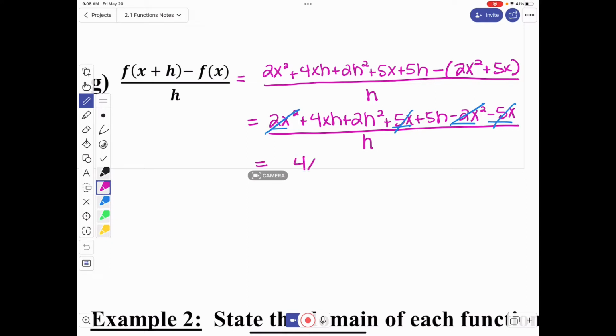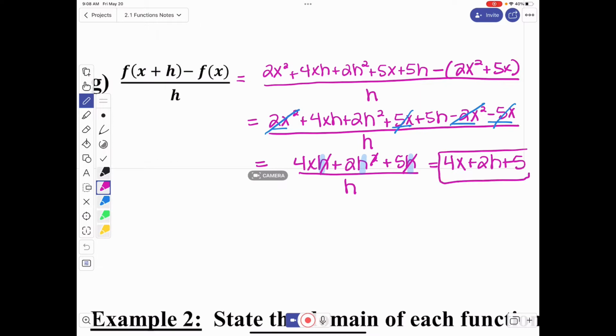So now I have 4xh plus 2h squared plus 5h. It's looking a little bit better with an h on the bottom. Okay, so I can simplify, being that all of these terms have an h, I can reduce them all by h. So that's going to give me 4x, because this h will cancel. h squared over h, the squared cancels, so I have 2h. And then 5h over h, that h will cancel with the h on the bottom, so I'm left with 5. So then this is my final answer.